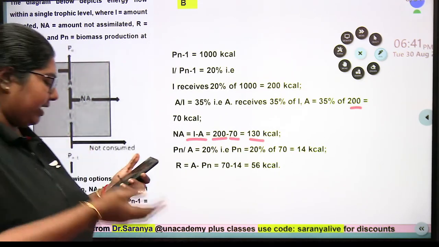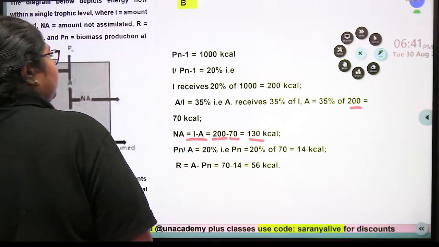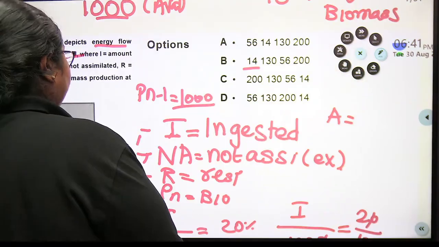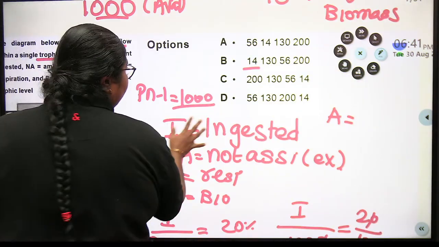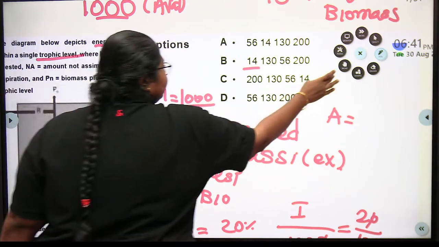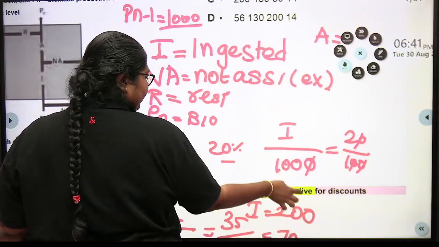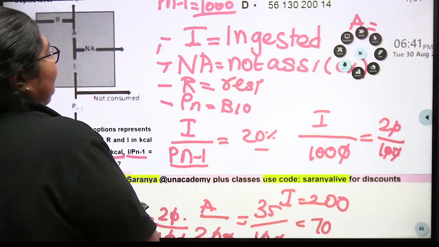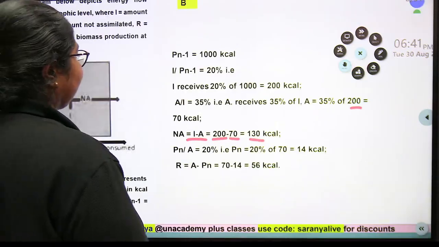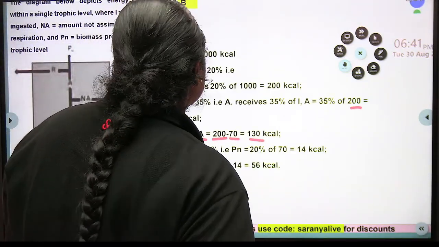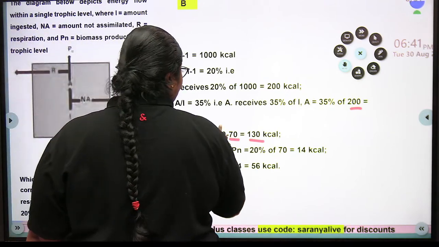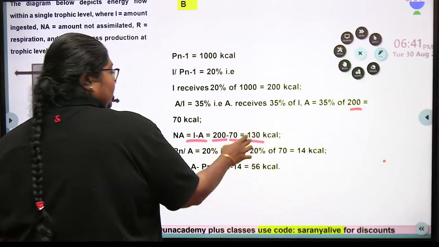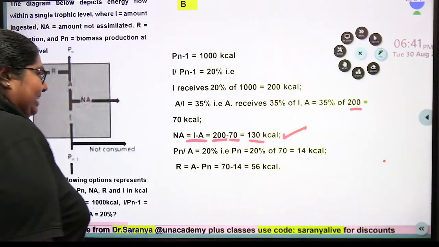How did we calculate this? I is going to be your ingested. Ingested is what we calculated first. Do you remember that? Ingested is 200, so 200 minus your assimilation. Ingested minus assimilation is 200 minus 70, so it is going to be 130. It is not assimilated, right?